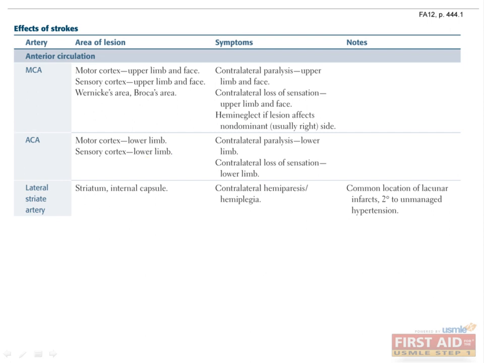Last on the anterior circulation is the lateral striate artery. We haven't mentioned this one before, but it is really critical. The lateral striate is a common location for lacunar infarcts, which are infarcts that occur secondary to long-term hypertension. Because this vessel supplies the striatum and internal capsule, you can have severe hemiparesis and hemiplegia.